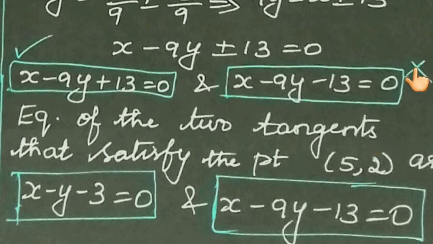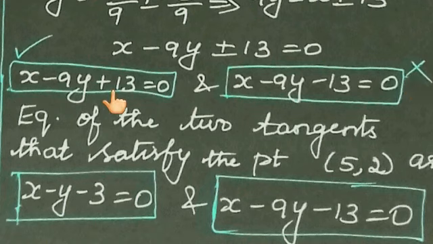Therefore, the equation of the tangents must satisfy the point 5, 2. We can't take this one because the equation of the tangent must be satisfied by 5, 2. Substitute 5 and 2 here: 5 minus 18. What is 5 minus 18? Minus 13. Minus 13 plus 13 is 0. So 0 is equal to 0. So this is the equation of the tangent. Now substitute 5 and 2 here: 5 minus 18 which is minus 13. Minus 13 and minus 13 is minus 26. Minus 26 and 0 are equal. It's not possible. So we need not take this.